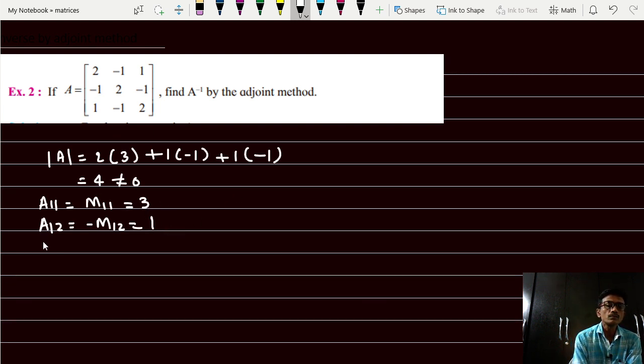Then A13 is equal to M13, which is the value of this determinant, 1, minus 1, 2, 1, minus 1. So what will be the expansion of this? Minus, this will be plus 1 and minus 2, that is minus 1.